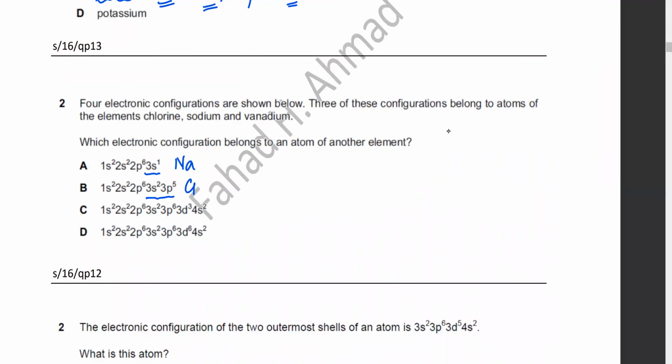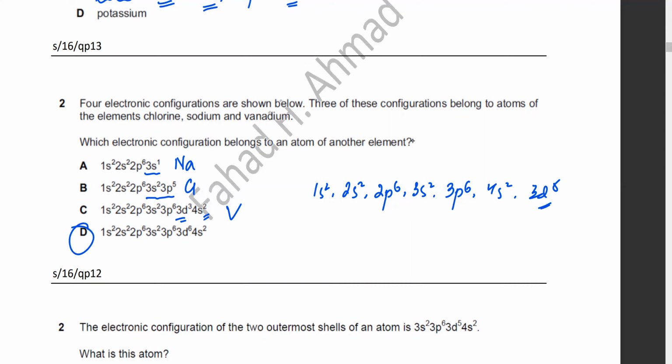You would have to write it, there's no shortcut. So for 23, it's going to be 1s2, 2s2, 2p6, and then there's 4s2. And then that's 20 and 3 electrons in the d. So it's going to be d3 and 4s2. So that is vanadium. So which electronic configuration belongs to an atom of another element? That's going to be D. Okay, is this correct? Clear? Yes.